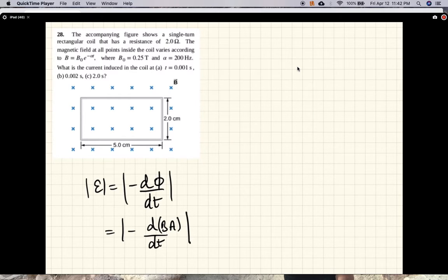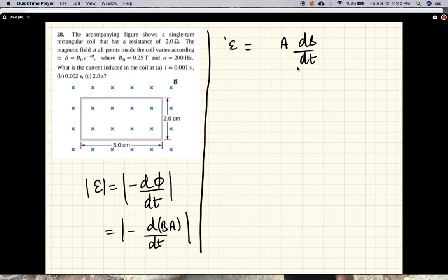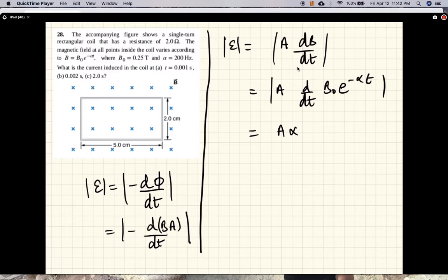The area of the loop is fixed, of course, so the EMF induced is area times dB by dt, and that is area times d by dt of B naught e to the power minus alpha t, equal to A alpha B naught e to the power minus alpha t. That's the induced EMF.